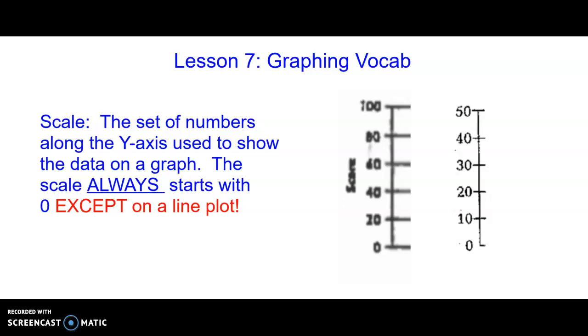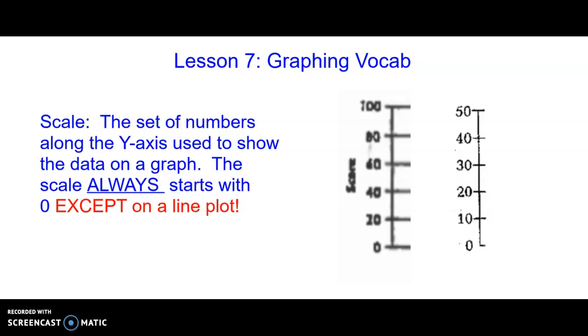I'm not sure what time you're watching this, but this is lesson 7, and we're going to cover some graphing vocabulary, and we're going to look at the 7 important parts that every graph needs to have. Okay, so we're going to start with our first word here, and the word is scale. A scale is the set of numbers that are along the y-axis that are used to show the data on the graph. The scale always starts with the 0 except on a line plot.